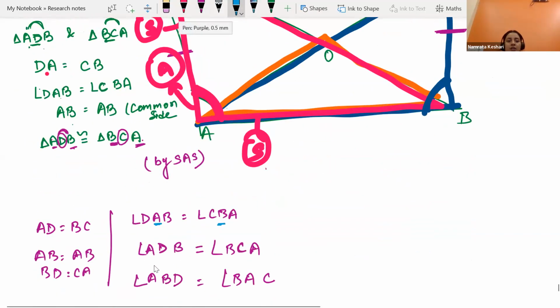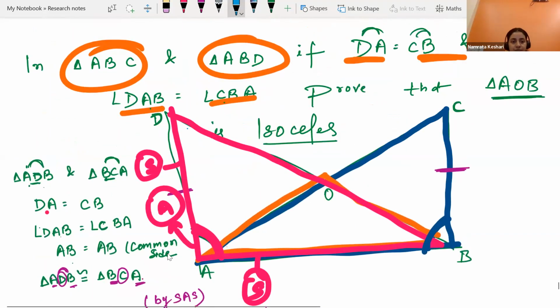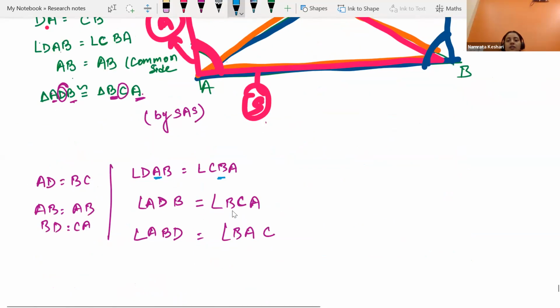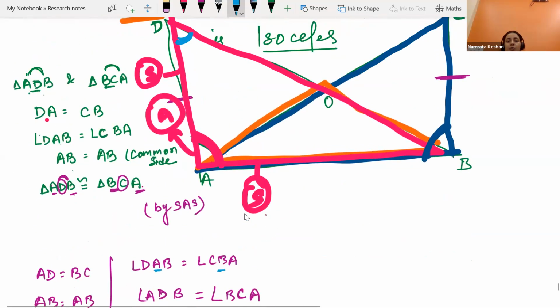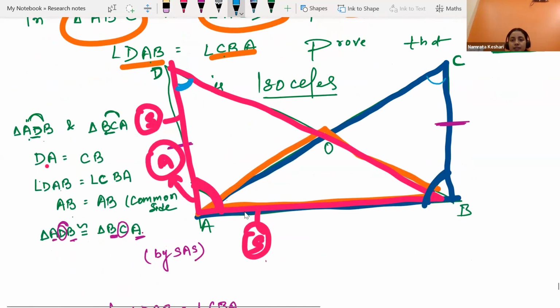What else? The pink triangle angle D, I'm marking with the sky color. The pink triangle's angle D is equal to the other triangle's angle C, the blue one's angle C. I don't think this will help us in proving that AOB is isosceles. So far nothing is helping us.